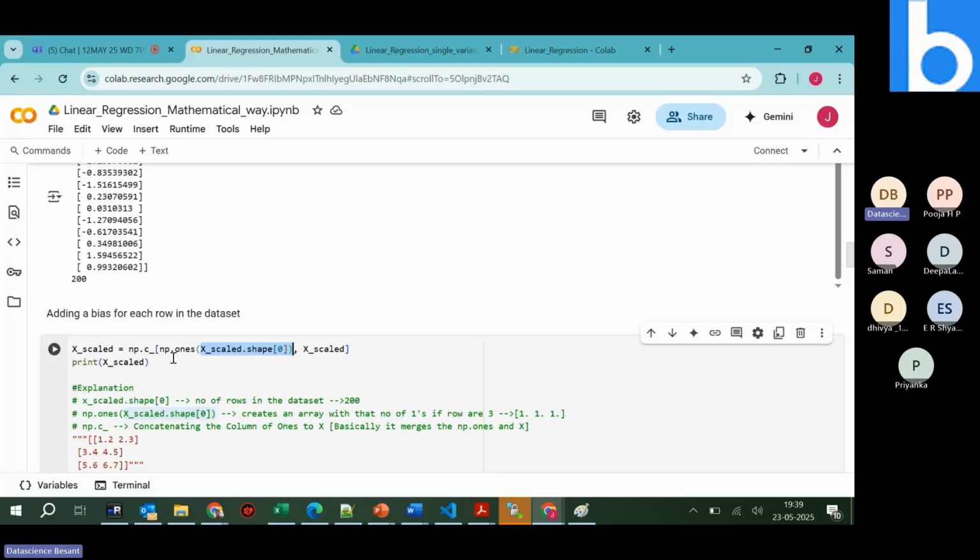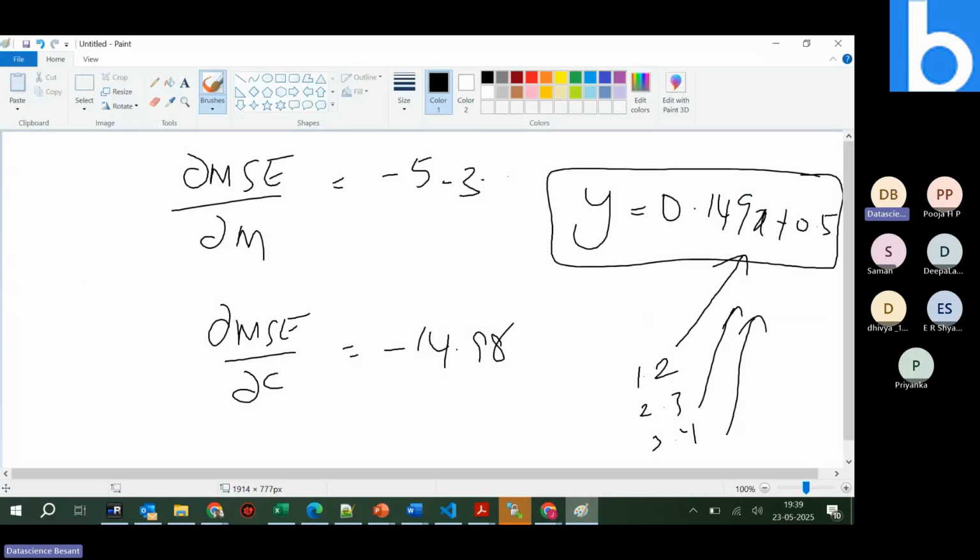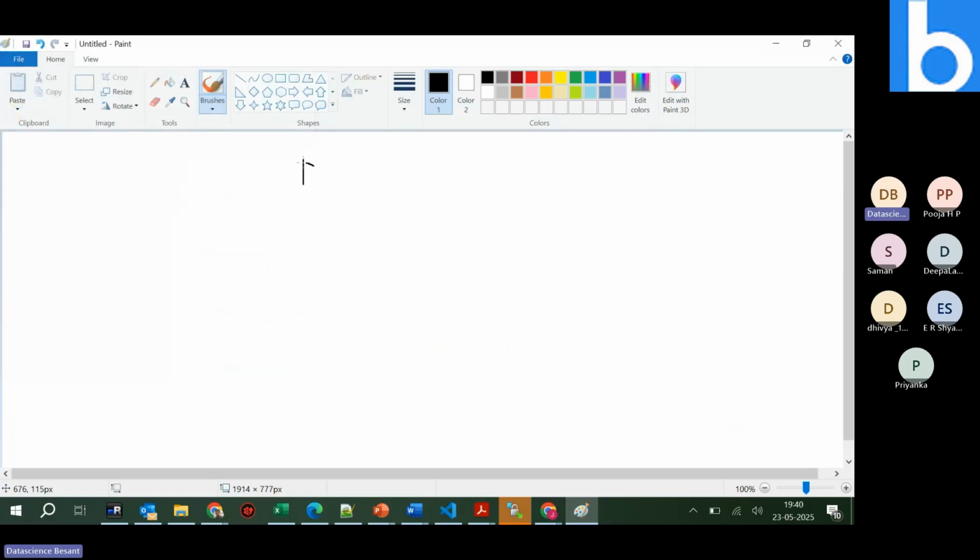I'm telling np.ones of 200, correct? So np.ones is applied on 200. What will be the answer then? A list with 200 ones. You will be getting a list with 200 ones like this.